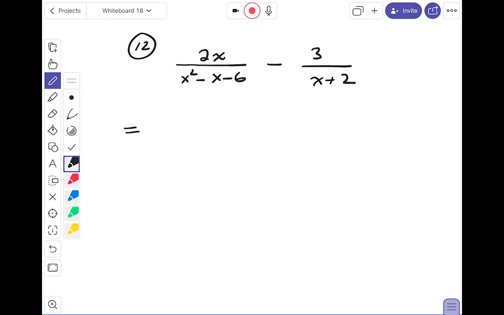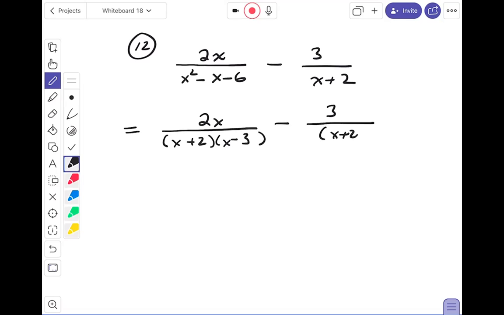Well, again, my first step is to factor the denominators because I need to get an LCD. That's going to be x plus 2 times x minus 3, minus 3 over x plus 2. Well, what's the LCD? I'll write it down for you. It's x plus 2 times x minus 3. I got to put a builder in, not in the first one, but the second one, which would be x minus 3. Remember, whatever you multiply the bottom by, you must multiply the top by.